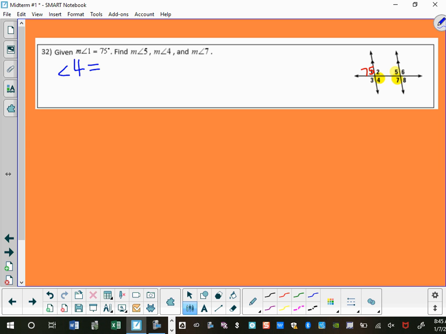It's not a group midterm. Good. Alex, how'd you get 75? Because they're congruent. That one should be a very easy one for us to find. Vertical angles are always congruent. All right, what about number 5? Number 5 and number 1 are corresponding angles. They're also congruent. So angle 5 is going to be 75 degrees.